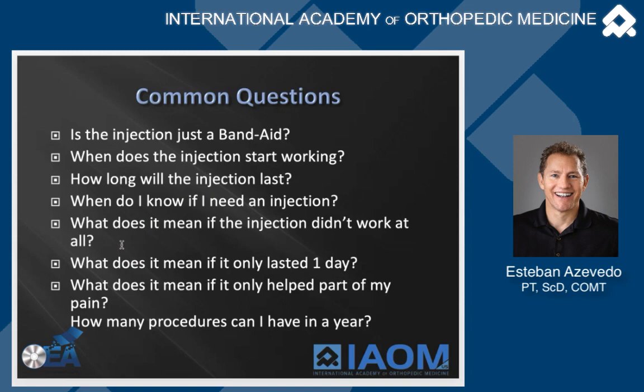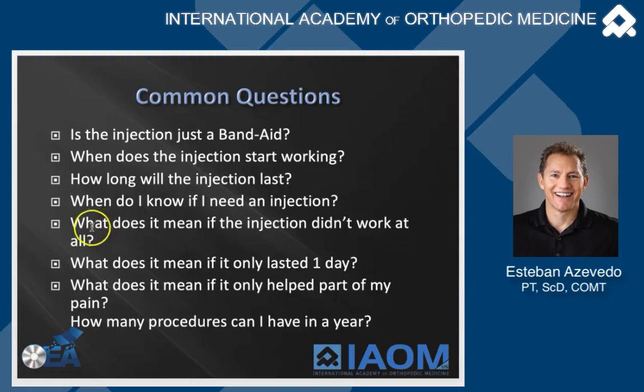Okay, next question. What does it mean if the injection didn't work at all? Oh, good. I just answered that a couple minutes ago. So that usually means it's a different pain generator. So let's say you have joint pain in your back and you do an epidural. Well, it's not going to do a whole lot because the medication didn't get to the joints. Or sometimes if you have a disc bulge so large that it prolapses, the injection just can't help that because it's this large disc bulge compressing the disc.